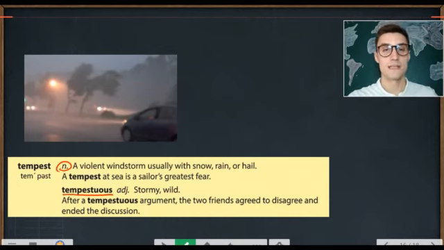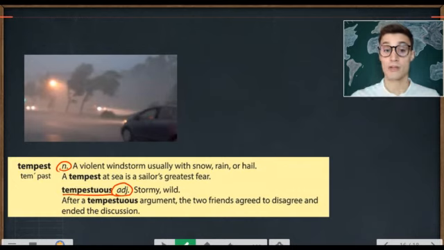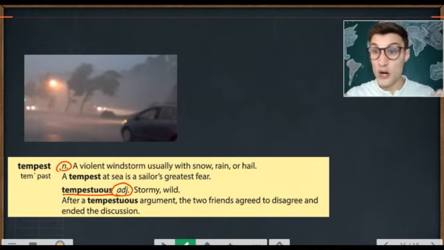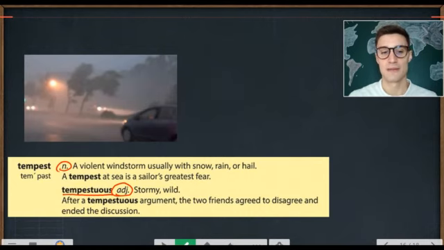Tempestuous is a different form of the word with an adjective meaning. We use tempestuous to describe weather which is stormy and wild. Tempestuous weather. After a tempestuous argument, the two friends agreed to disagree and end the discussion. So after a stormy, wild argument. It can be used to describe someone's manner, wild, stormy. It can be used to describe weather or how someone acts.